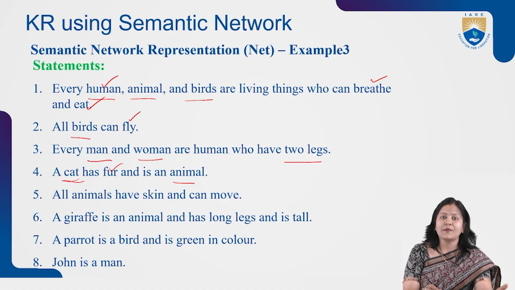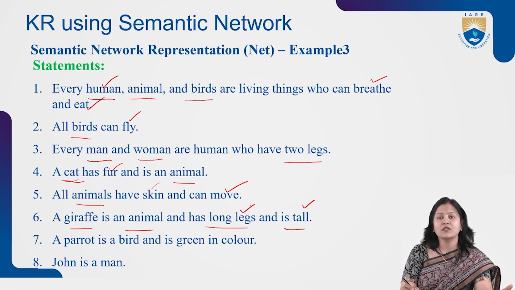All animals have skin. Animal is the class, skin is the property, and can move. Move is also a property of every animal. They have skin and they can move. They have two legs, and birds can fly. These are properties. Now a giraffe is an animal. So giraffe is a class, animal is a class, and has long legs. Long legs is the property, and is tall. Long legs and tall are two properties.